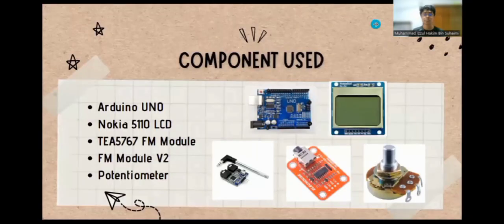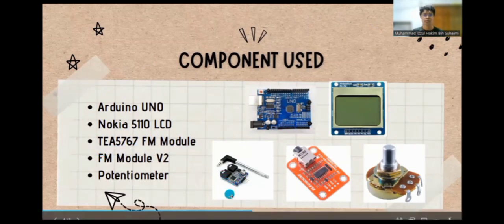These are the components used to do this project. Firstly is the Arduino Uno. There are actually two Arduino Uno, one for the transmitter and one for the receiver. Next is the Nokia L110 LCD. This is to display our frequency value on the transmitter. Next is a TEA5767 FM module that is connected to an antenna and also a speaker. The antenna will receive the signal while the speaker will produce the sound from the transmitter.